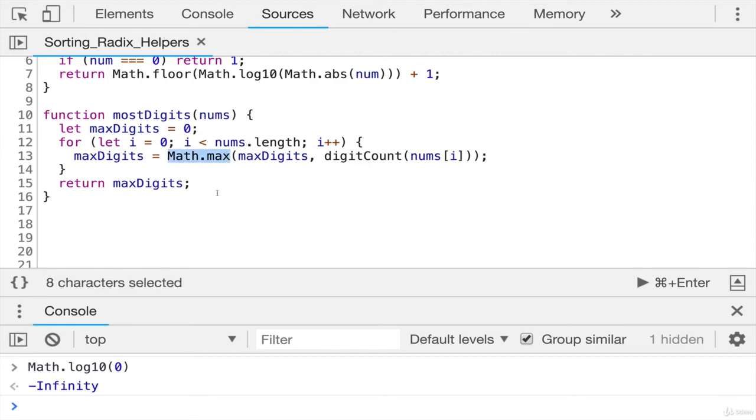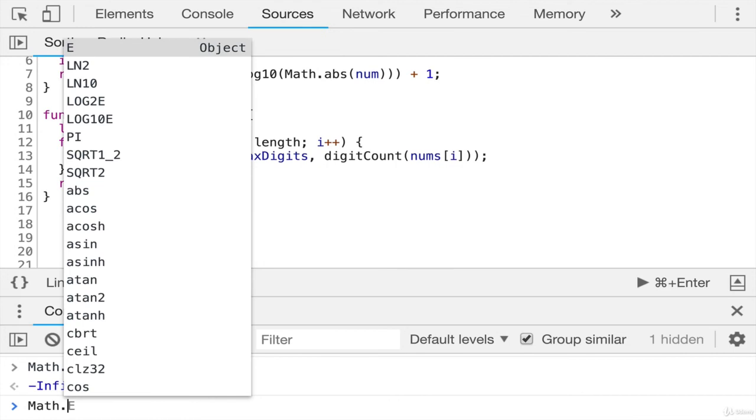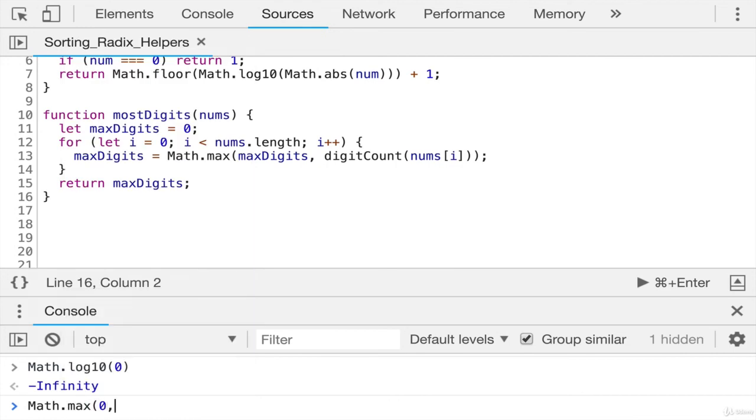And I'm using math.max, which if you're not familiar with, you just pass in 2 numbers. If I do 0 and 12, it's always going to give me the larger number. And so this allows me to, instead of doing an if statement, if x is larger than my current max, then reassign the current max, I'm just setting max digits to equal the maximum between the current value of max digits and digit count of nums i.